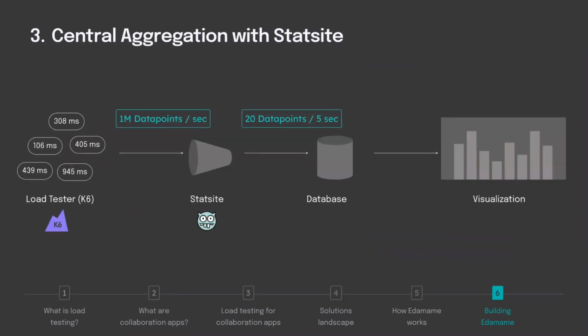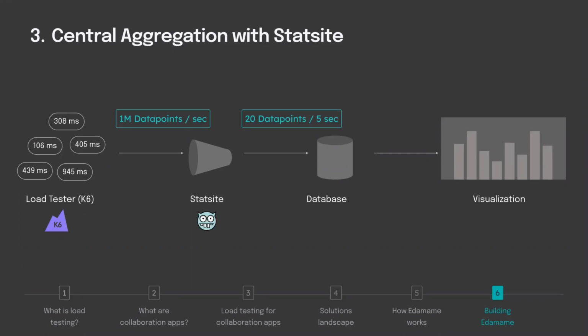So here's the solution that we ended up going with, and it was central aggregation with StatSite. So what is StatSite? StatSite is a performance StatsD server written in C. And StatsD is just a very simple protocol that was written by Etsy for implementing and aggregating metrics. StatSite uses UDP when receiving data in order to reduce latency.